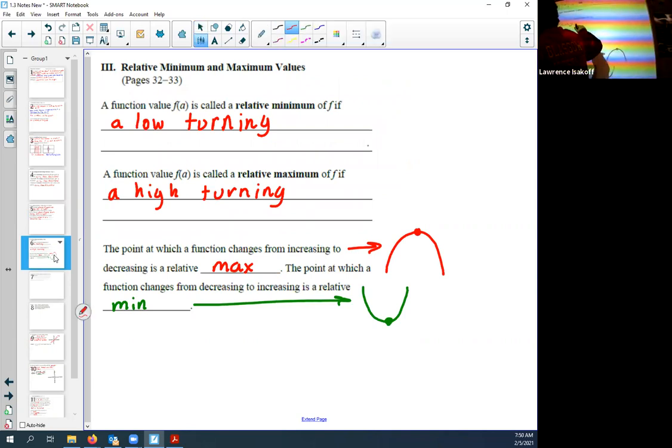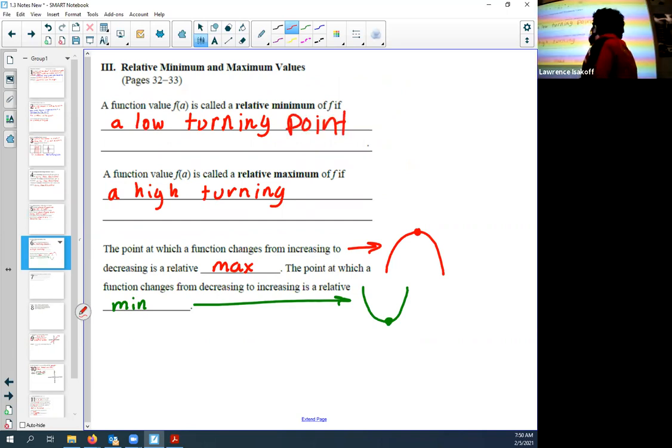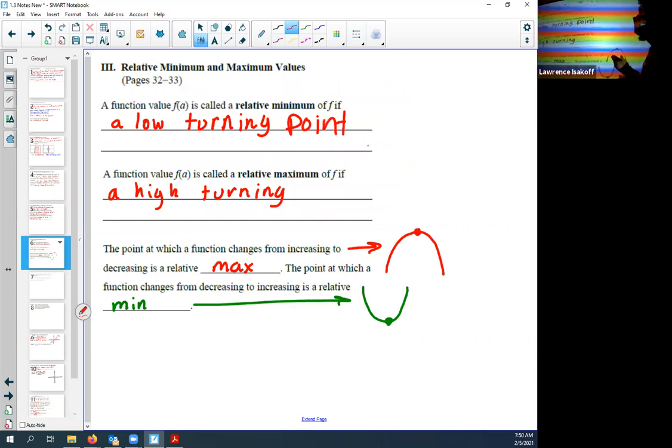So, the high turning point, low turning point. So max and mins. A function f of a is called a relative min of f if a is a low turning point. It's a max if it's a high turning point. Local max, local min. You've seen parabolas before. It's just going to go kind of with our common sense. Low points the min, high points the max.